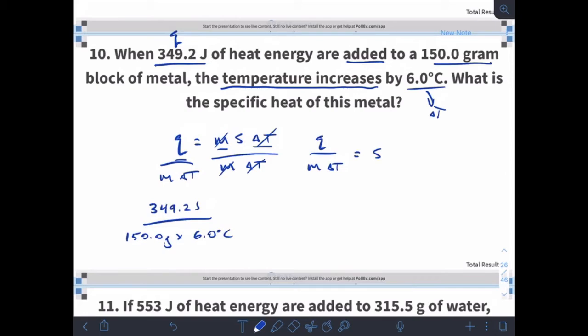None of my units will cancel out here. So what I should get is 0.388 joules per gram degrees C. And really it should be, if I'm careful about sig figs, rounded differently. Even Dr. Lyon has to remember sometimes.